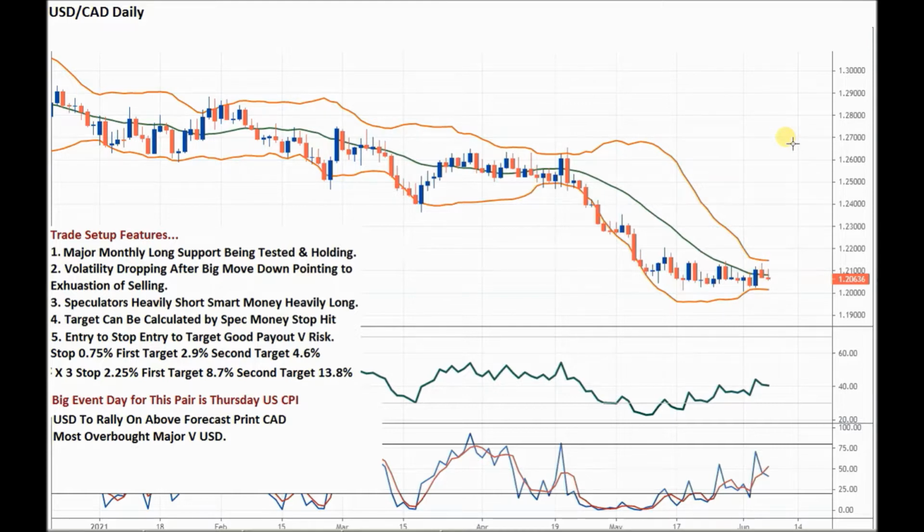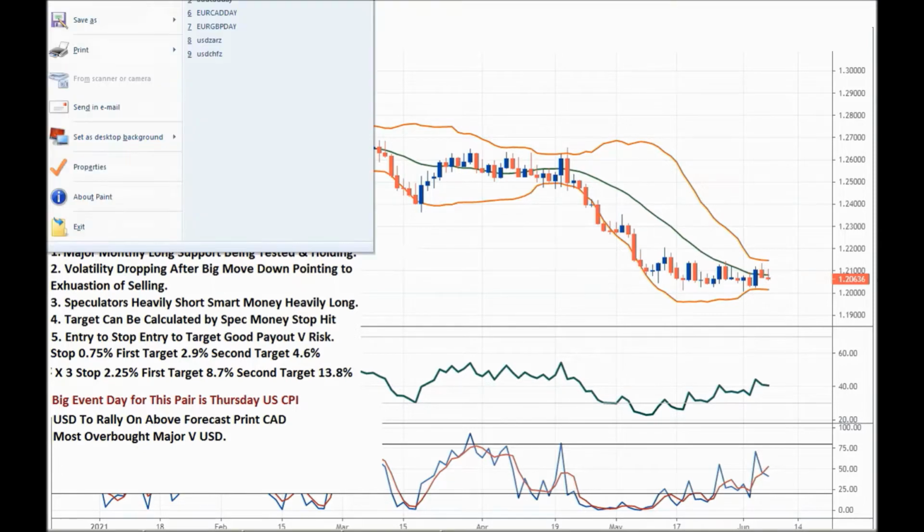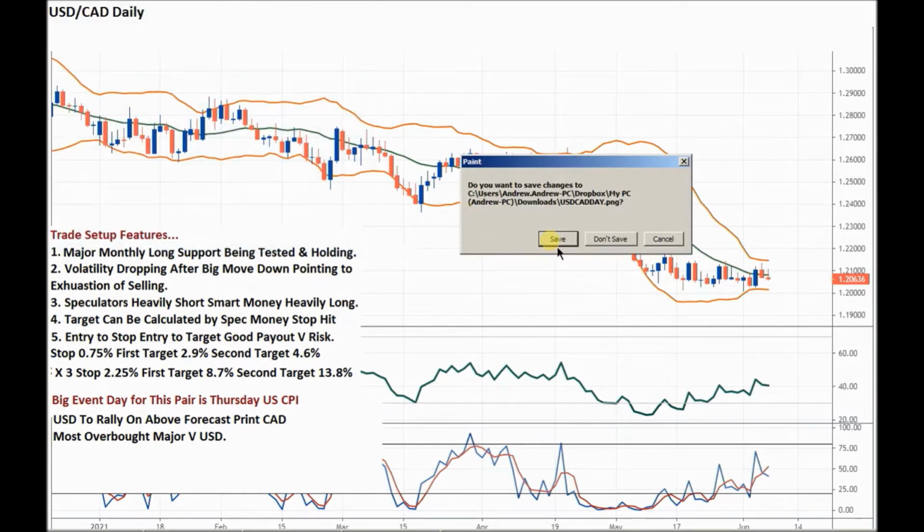I'll draw my levels of support and resistance in a moment, but in terms of this trade setup, the features of it, we like it because we're trading above a major monthly long-term support level. It's being tested and it's holding, and I'll just show it to you on the monthly chart. Just bear with me. The USD CAD monthly.